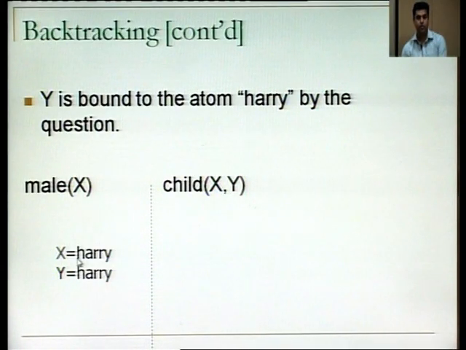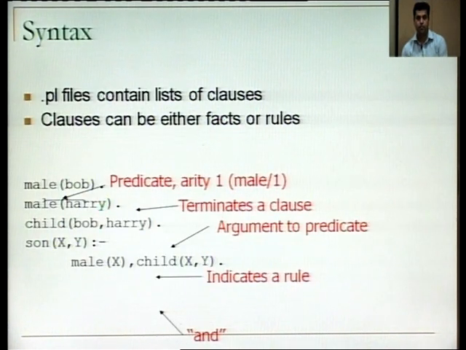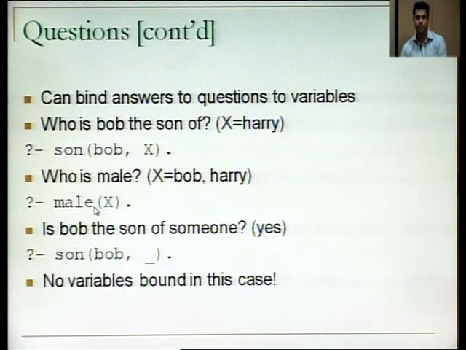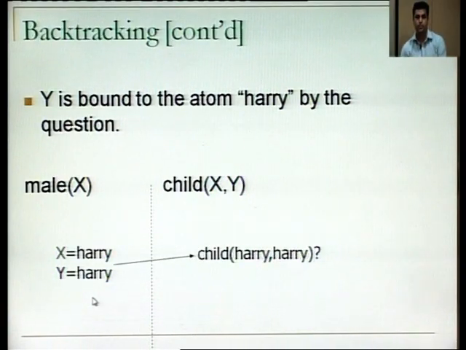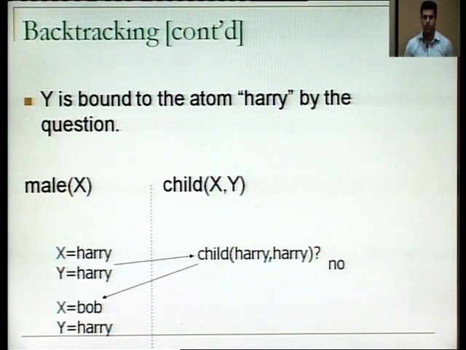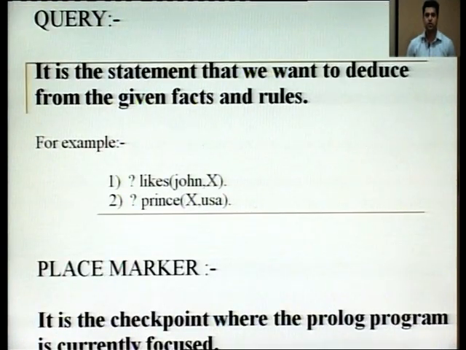The value of X can be anything right from the starting of the rule. If you go back to the program, here male, the value of male is either Bob or Harry. If the value of X is Harry and Y is also Harry, Harry is a child of Harry. Logically this is incorrect, so the answer has to be no. If X is equal to Bob and Y is equal to Harry, Bob is a child of Harry. Yes, it succeeds.